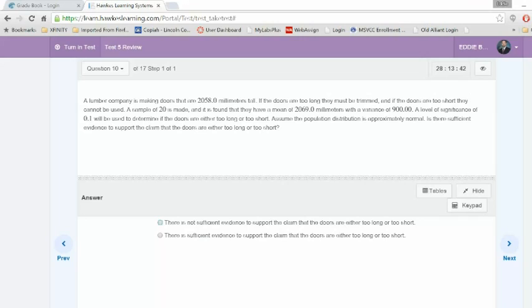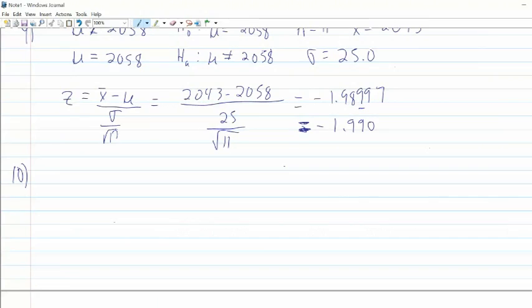Okay. Assume the population distribution is approximately normal. Is there sufficient evidence to support the claim that the doors are either too long or too short? Okay, so it's good. It told us it was approximately normal. The n was less than 30. So when that happens, either it's approximately normal or it's a t-distribution. If it's approximately normal, it's still a z-distribution. And so we're going to use that same thing here for our test statistic.